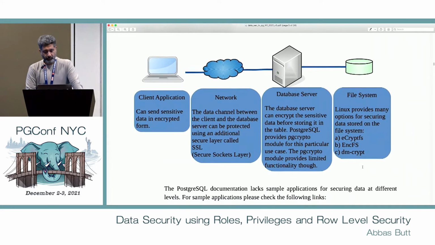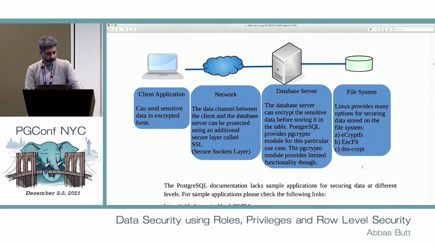The PostgreSQL documentation does not provide any samples on how you should use, let's say, if I have a Java application and I want to use client-side encryption, where should I start? Which APIs should I use? And how would my application look? And how would my data look?